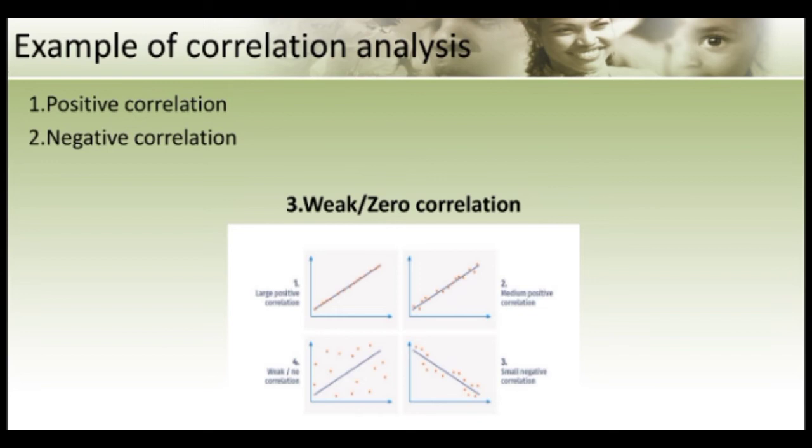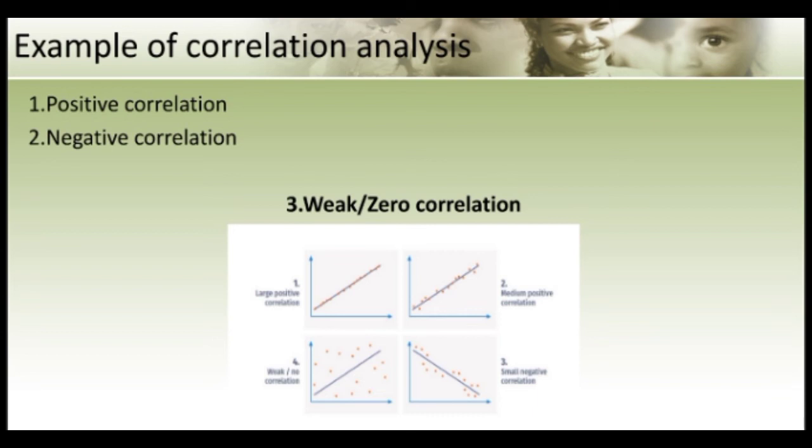Okay, the next is the weak or zero correlation. No correlation exists when one variable does not affect the other. For example, there is no correlation between the number of years of school a person has attended and the letters in his or her name.